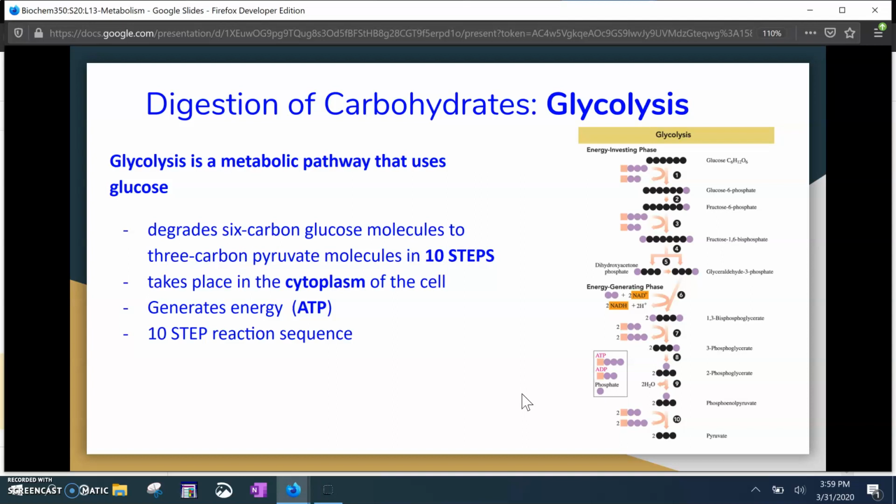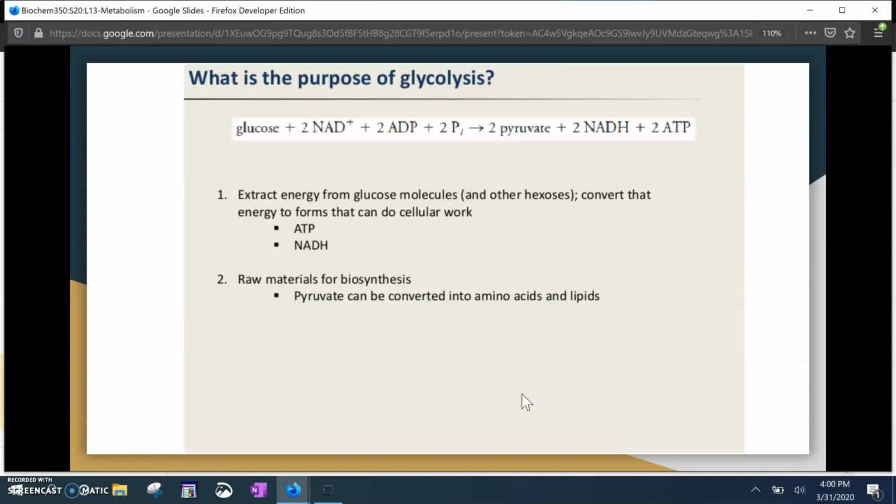Glycolysis is a metabolic pathway that uses glucose. It degrades 6 carbon glucose molecules into 3 carbon pyruvate molecules in 10 steps. This takes place in the cytoplasm of the cell. It generates ATP, and again it is 10 steps. So we see the steps on the side. And I like this representation because this is about the level that you're going to have to know it at. I don't expect you to draw any of the structures, but know by name: glucose goes to glucose 6-phosphate, and what enzyme is going to be involved in that. So this is the level that we need to know.